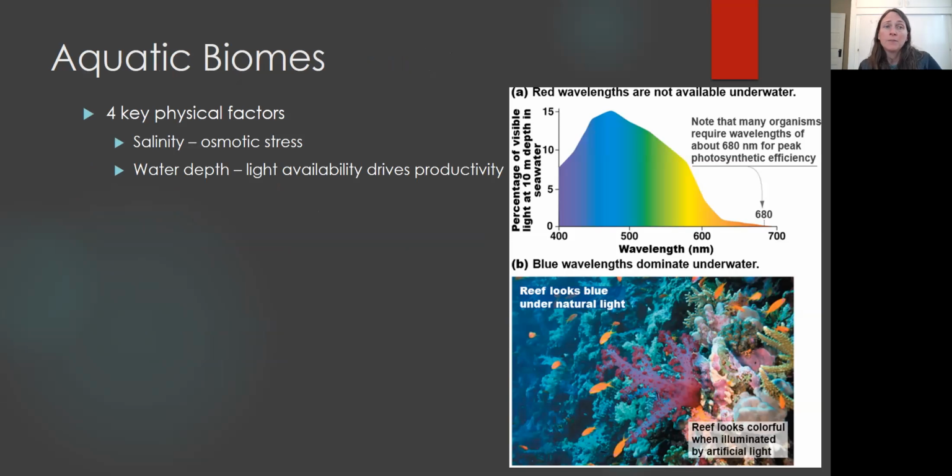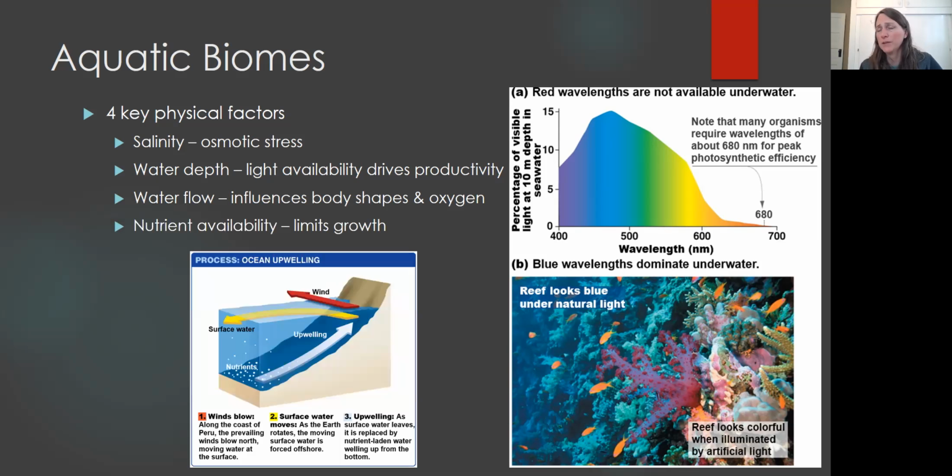Water depth is a key factor because it limits light availability, which can influence how productive these aquatic biomes can be. Water flow, so that can influence the organisms that need to survive in water and how much oxygen is available, and nutrient availability, which can limit the growth of things like algae and other organisms.